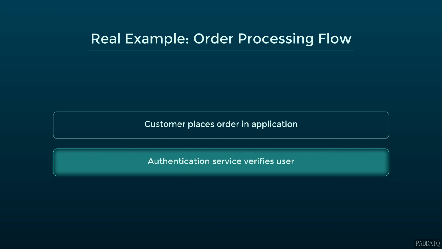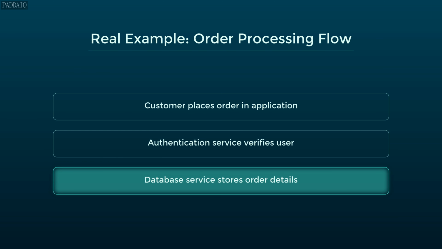Authentication service verifies user. This means it confirms the user's identity before granting access. For instance, when an employee logs into the order system, the service checks their credentials against company records. This ensures only authorized personnel can process orders, maintaining system security.